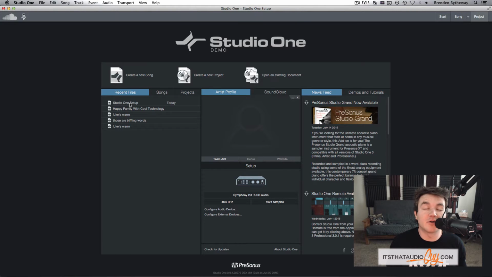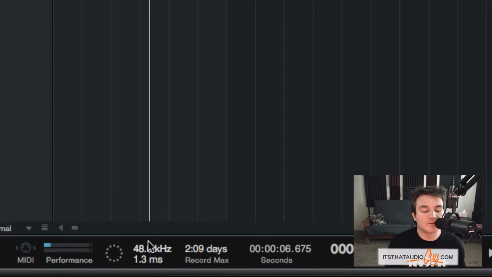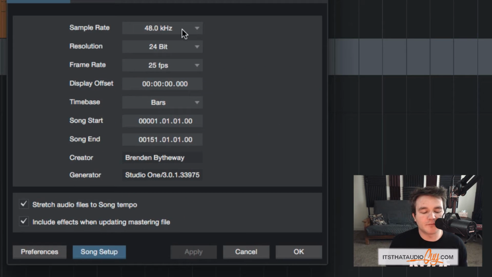Another way to change that if you've already started your project is to head into your project and double click right here where it says whatever number it may be. It may be 44.1, it may be 48, whatever. So we're going to focus right here.